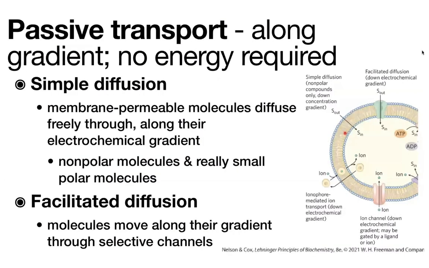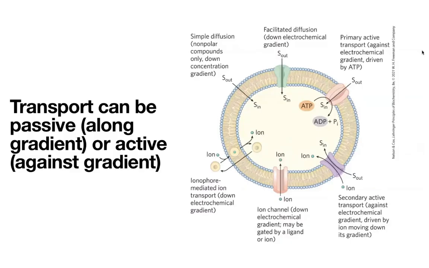Only really small nonpolar things, or really small polar things like water, but water can also go through aquaporin, but very small molecules can simply diffuse through the membrane. But if we're talking about anything charged, an ion, anything superpolar, those are going to need some help. Those are going to need your facilitated diffusion. So it's going along its gradient, but it still needs help. So first question, is it going to go along its gradient? If it goes along its gradient, it's going to be passive transport because you're not putting in energy. If it doesn't go along its gradient, it's going to need active transport.